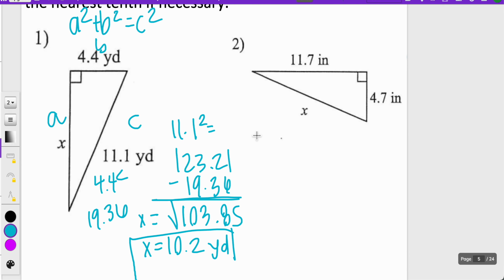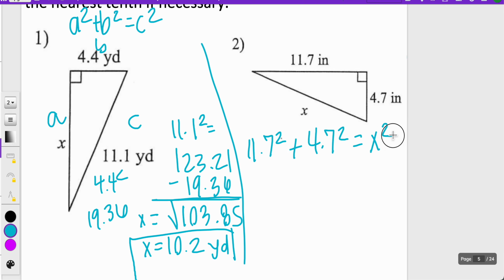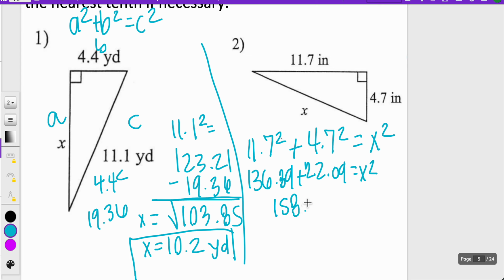Okay, for number 2, I'm given both legs, so I can take 11.7 squared and 4.7 squared, add them together, and that'll help me with c squared. 11.7 squared, I'm getting 136.89. 4.7 squared, I'm getting 22.09. Those added together, I get 158.98. That will give me x squared, so I just find that quick square root. X is about 12.6.